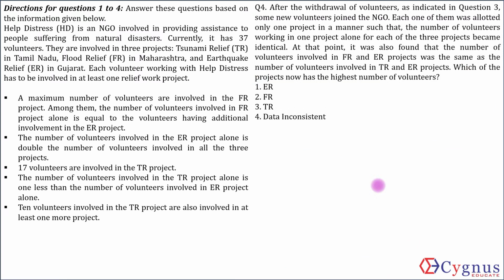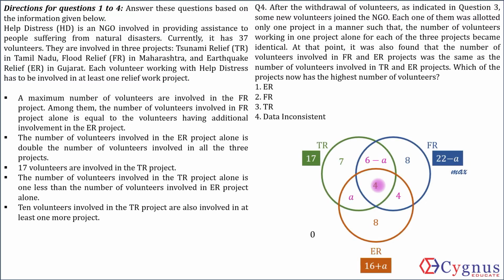After the withdrawal of volunteers, as indicated in question 3, some new volunteers joined the NGO. So we are already supposed to take into consideration what was given in the previous question. So let's do that. Some new volunteers joined the NGO. Fair enough, some new volunteers are going to join. Each one of them was allotted only one project in a manner such that the number of volunteers working in one project alone for each of the three projects became identical.